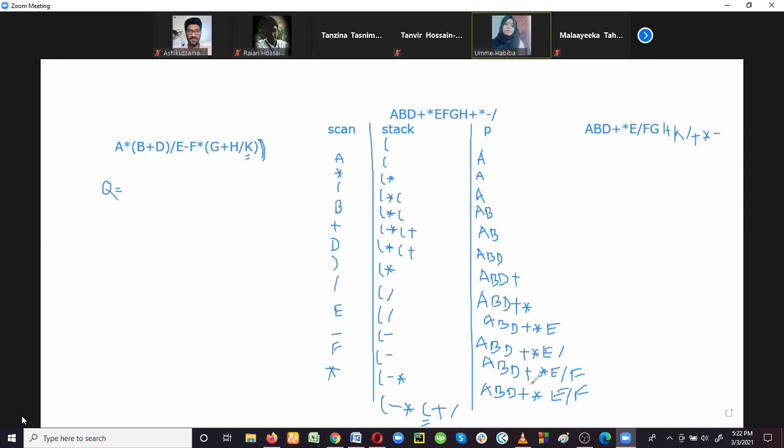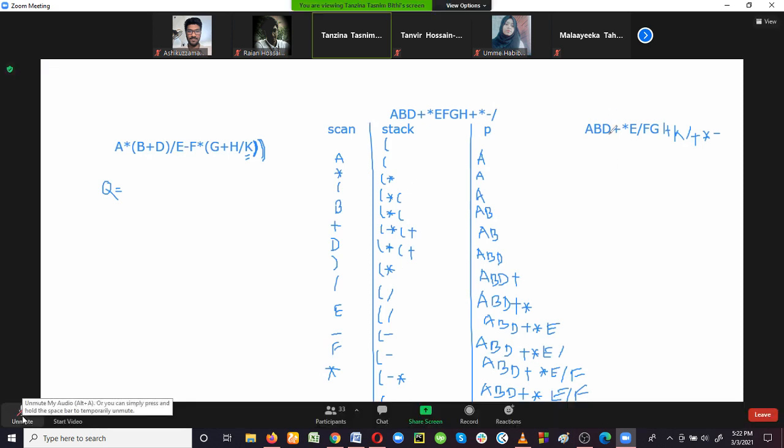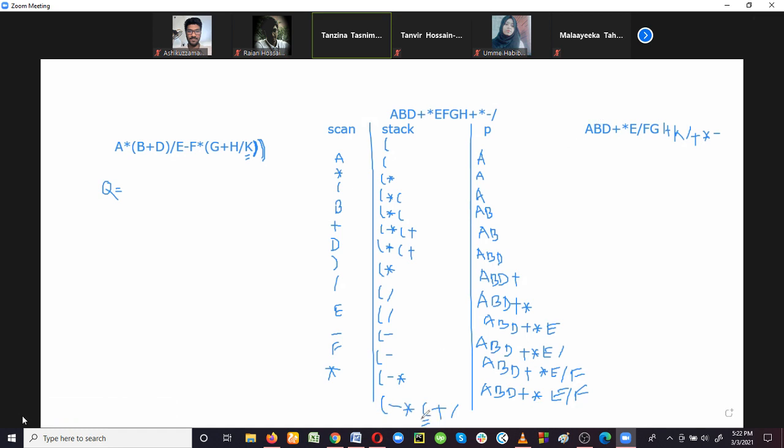Ma'am, will you repeat the last portion? Which one? Ma'am, the last after K. After K. Okay, after K we have a right parenthesis. And what is the formula? If a right parenthesis comes, then delete all the operators from the stack and add them to the postfix notation. And we pop the operators until we get a left parenthesis.